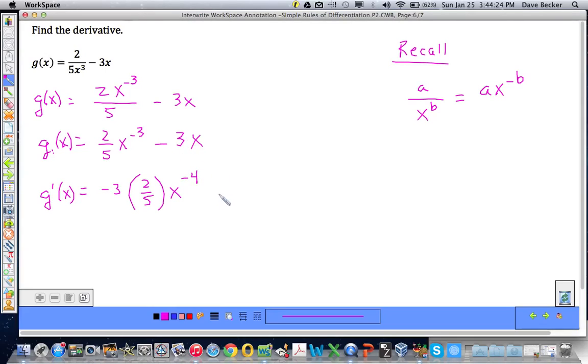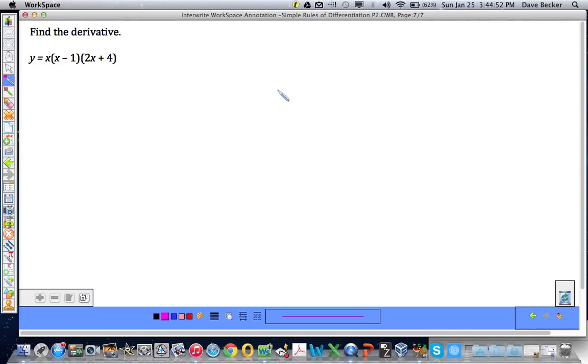And the derivative of negative 3x is negative 3 because there's a 1 here. 1 times negative 3 is negative 3. 1 minus 1 is 0. x to the 0 is 1. And negative 3 times the 1 is negative 3. So we just have to clean this up now. Negative 3 times 2/5 is negative 6/5 x to the negative 4, minus 3. So we're done with that one, and then we have one final one to do.